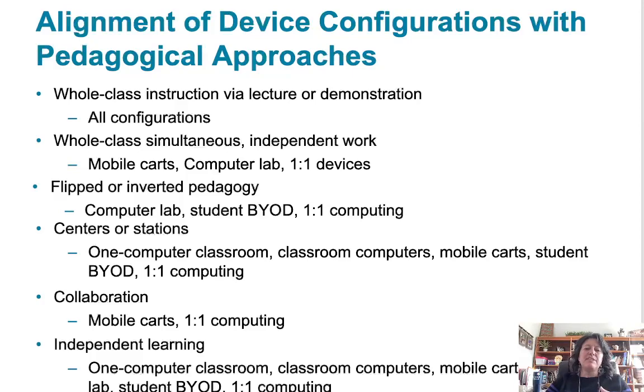And then you also have stations or centers. You want to use those. That's the one time where you can just have a one computer classroom because students can rotate through that one station. If you want collaboration, you're going to need more than one computer. So you'll need either mobile carts or one-on-one computing. If you want independent learning, you can also use a one computer station in your classroom where students can go visit that station for that independent learning.